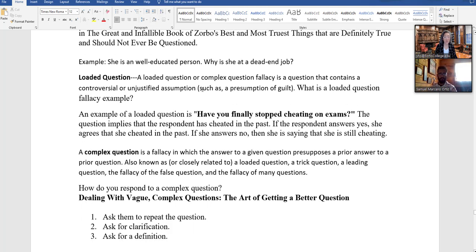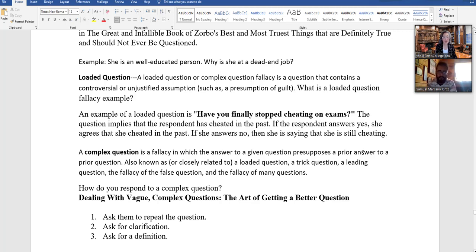A loaded question is a question that contains a controversial or unjustified assumption, such as a presumption of guilt. An example of a loaded question: have you finally stopped cheating on exams? The question implies that the respondent has cheated in the past. If the respondent answers yes, she agrees that she cheated in the past. If she answers no, then she is still saying that she is still cheating. So, have you finally stopped drinking? That implies that you've always been drinking, you're still drinking, and that whoever you're asking it to is guilty.